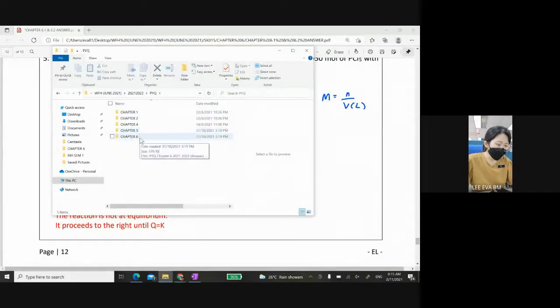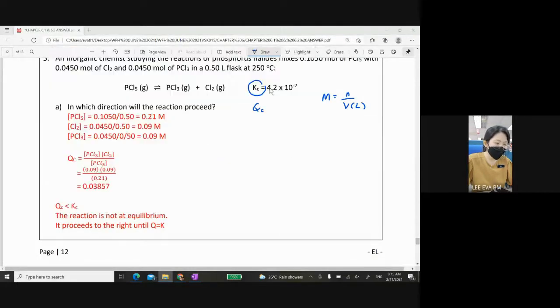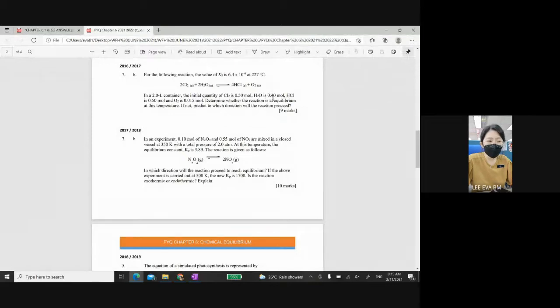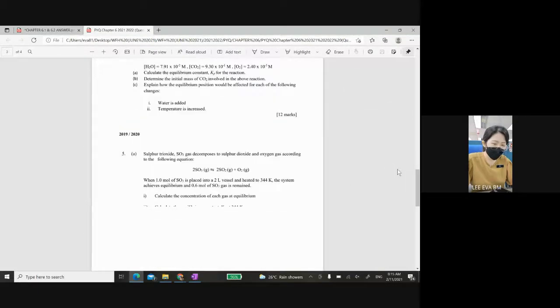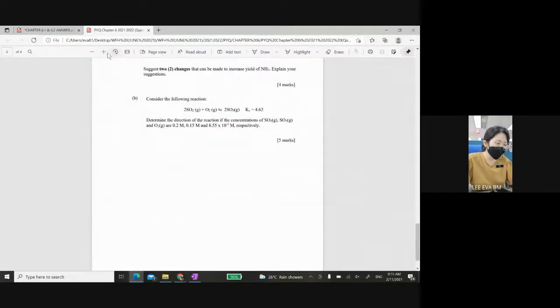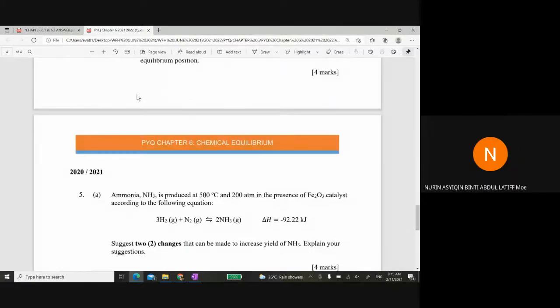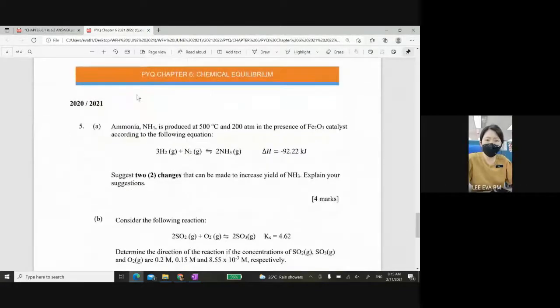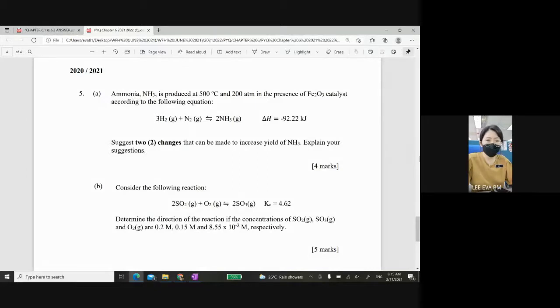Okay, past year questions, let's see questions for chapter 6. So we see the last few years, this one is 2020, 2021. So you look at the questions. First one, 5A, suggest 2 changes that can be made to increase the yield. This one will be in chapter 6.3, which is the next subtopic we want to enter.